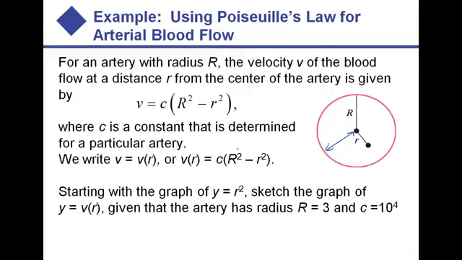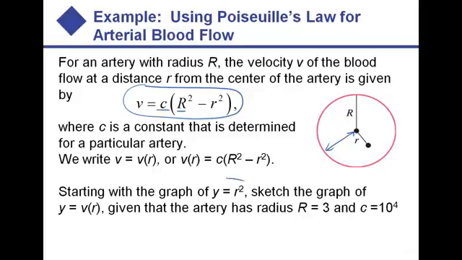And that's where this ugly looking formula comes from. Your R squared is a constant because it's the radius of your artery. C is also a constant that's determined for each particular artery, so different arteries are given different constants. And then we can figure out the speed, the velocity of the blood, based on how far it is from the center of the artery.